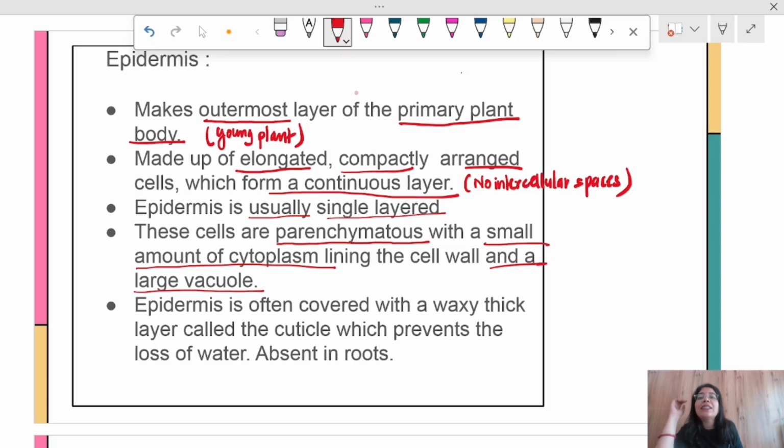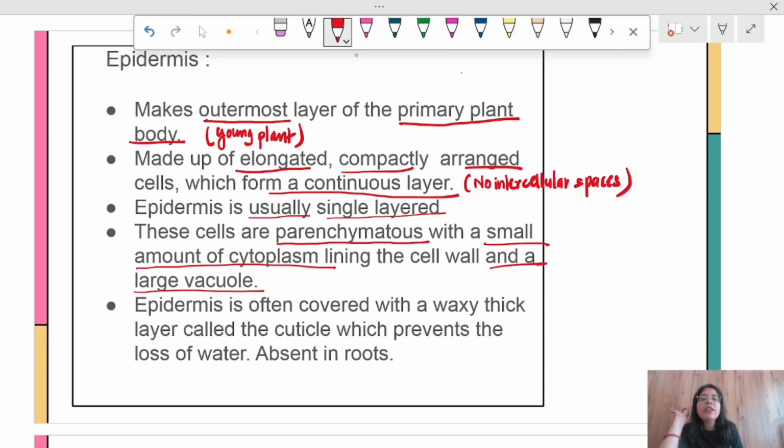So these are some characters of the epidermal cells which you have to remember, that epidermal cell, it is an elongated cell, it is compactly arranged, right? All the cells are compactly arranged, they form a layer which is called epidermis. This epidermis usually is a single layered structure, not multi-layered, but sometimes it can be multi-layered in few cases, right? Then each and every epidermal cell is a parenchymatous cell, a living cell, cell wall is composed of cellulose, and it is having peripheral cytoplasm because it is having a large vacuole in the center. Okay, small amount of cytoplasm it is having and a large vacuole is present in the center.